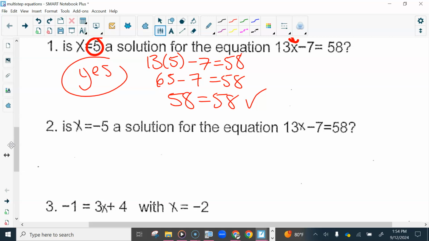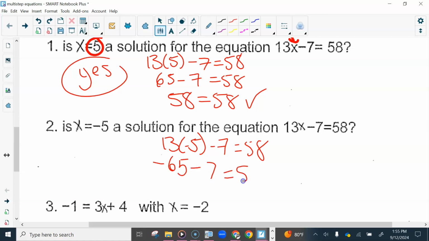Put that negative 5 in for x. So we get negative 65 instead, and then if I subtract negative 65 and 7, we get negative 72. And this obviously is not a true statement. So negative 72 does not equal 58. So that is not the solution.